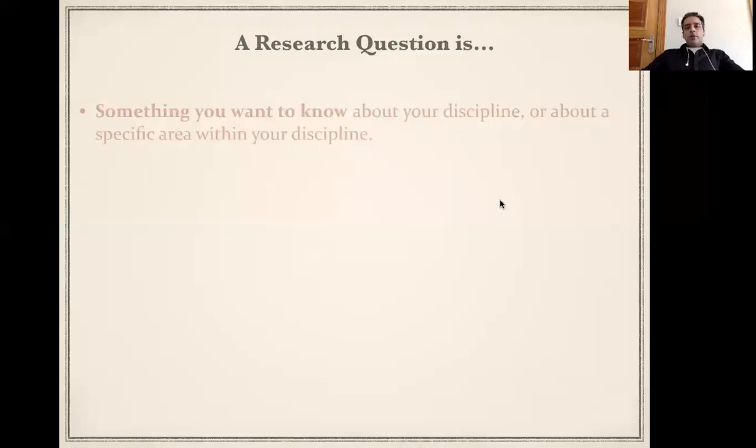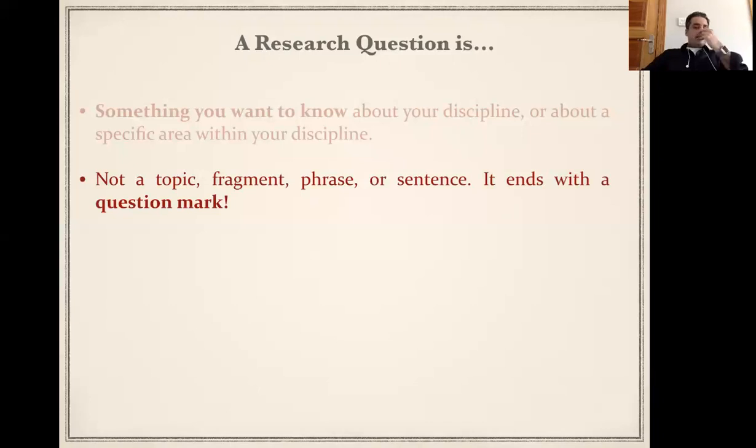It's not a topic, fragment, phrase, or a sentence. It's generally a question which ends with a query. So there has to be a question mark. There has to be an element of curiosity in your research question, that this is what specifically I'm looking for in my discipline, staying within my discipline.